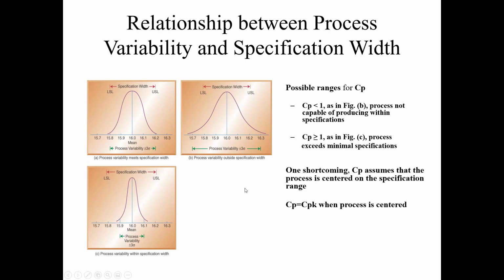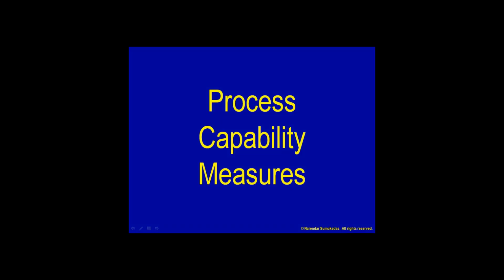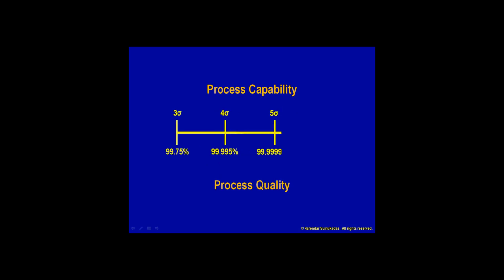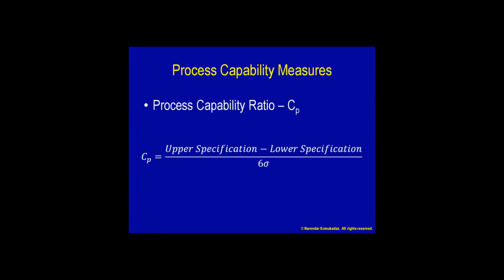Now I'm just going to show you a simple discussion in a short video. Process capability in terms of 3 sigma, 4 sigma, 5 sigma and 6 sigma levels. Another important way to express process capability is in terms of a measure known as the process capability ratio, denoted by C subscript P. Cp can be calculated using the formula shown.